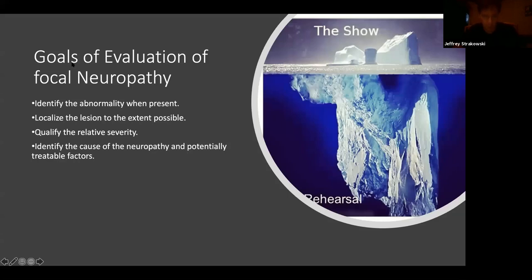So when I'm faced with a peripheral neuropathy or focal neuropathy, these are basically the goals I want to attain with the diagnostics that we're doing. We want to identify the abnormality when it is present. We want to localize the lesion to the extent that we can. We want to qualify the relative severity of the lesion, and then identify causes and potentially treatable factors. So those are all important things. I'm not going to get into the treatment in this limited time, but all of these diagnostic components will help us do the right treatment.